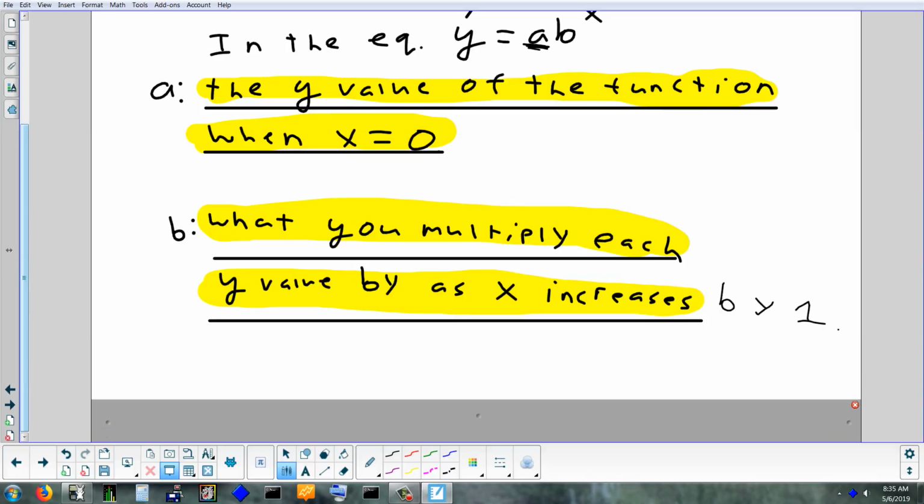Okay, so A, look at your table, find where 0 is in the x row. Look right below it. There's your answer for A. B, you got to look for the pattern. That's a little harder. You got to find what you multiply by each time.